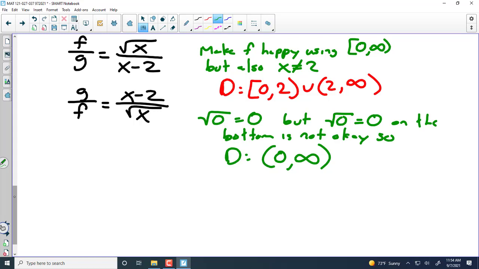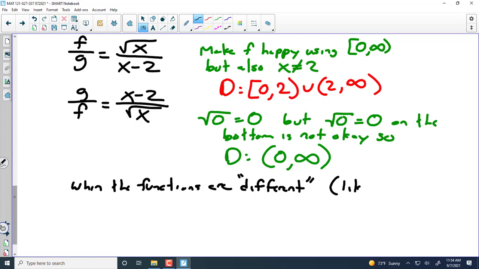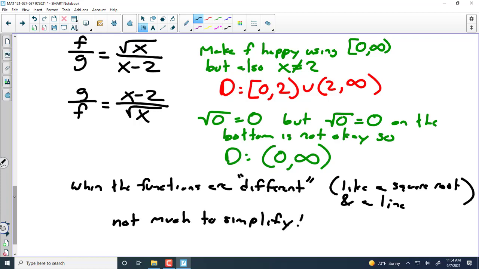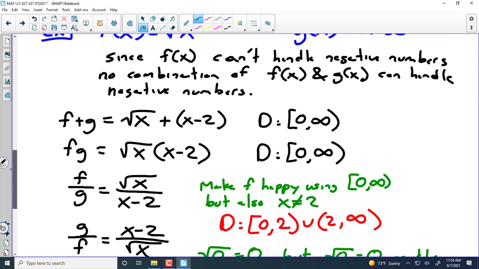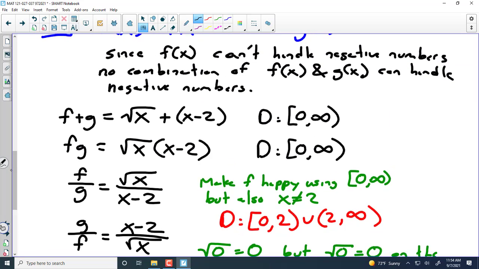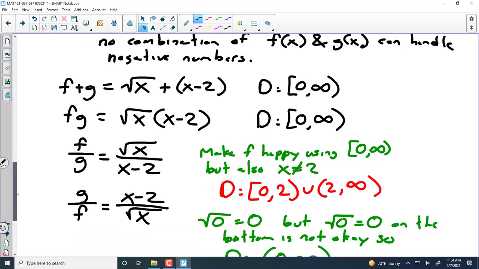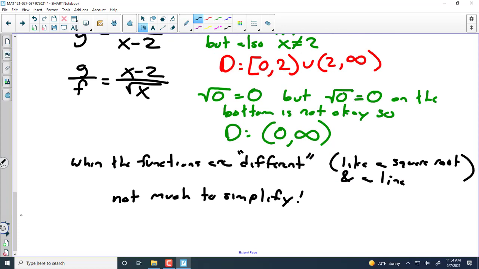Now, before this freaks you out too bad, I want to point out a couple things. First of all, when the functions are different, like a square root and a line, there was not much to simplify. So that's good news, everyone. When the functions were different like this, when I had a square root and an x minus 2, there was really nothing to do to simplify them. There were no like terms to collect, nothing I could really do here to clean this up. So that's kind of a nice break when you're saying, I can't believe there's a square root in this I have to deal with. Well, maybe that's good news because you don't have too much simplifying with a square root.